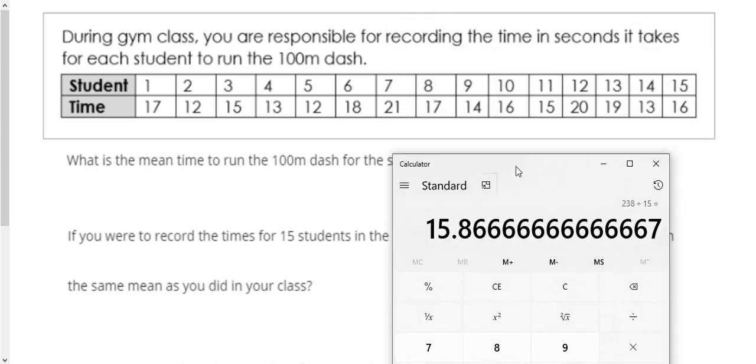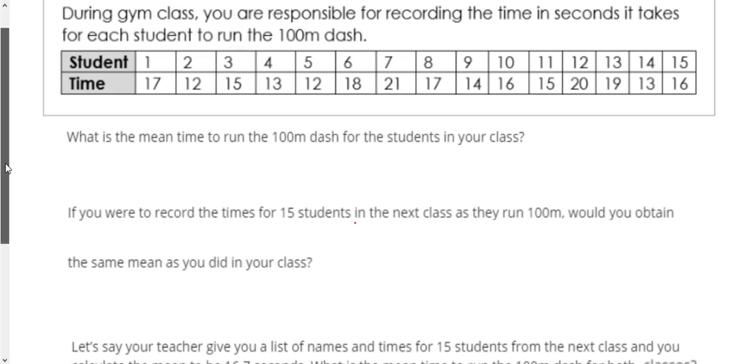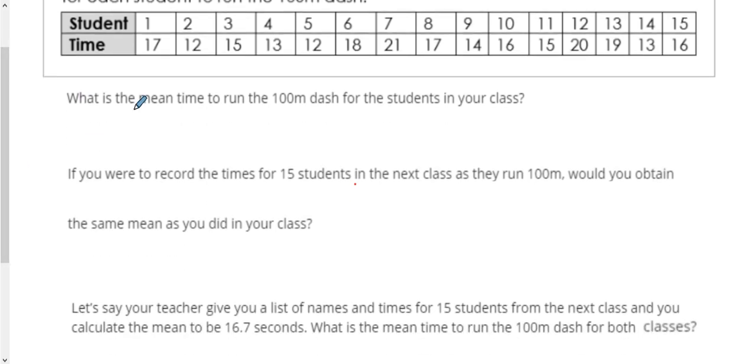The second part of this says, if you were to record the times of 15 students in the next class as they run the 100-meter, would you attain the same mean as you did in your class? Guys, 15 new students running the 100-meter dash. Are we going to get a mean, do you think, of 15.9 seconds? Hopefully you recognize, no, new data is going to give us a new mean. All right, so the answer there is going to be no.